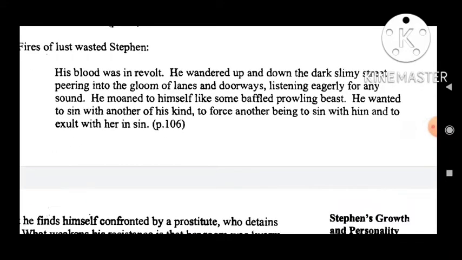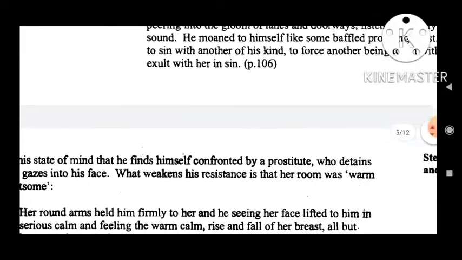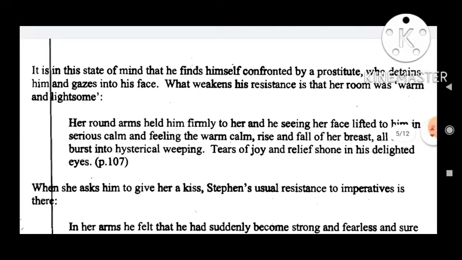His blood was in revolt. He wandered off and down the dark, slimy street, peering into the gloom of lanes and doorways, listening eagerly for any sound. He moaned to himself like some baffled, prowling beast. He wanted to sin with another of his kind, to force another being to sin with him and to exult with her in sin. It is in this state of mind that he finds himself confronted by a prostitute who detains him and gazes into his face.